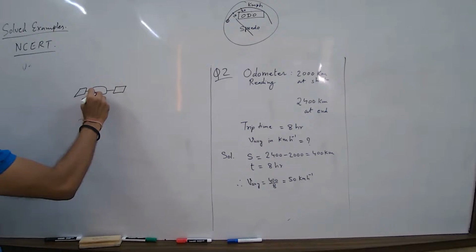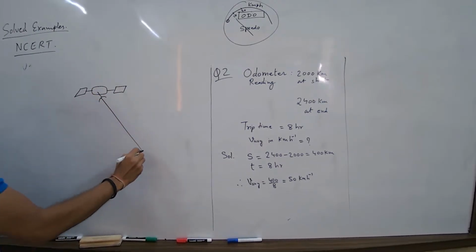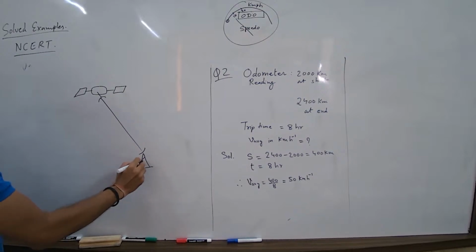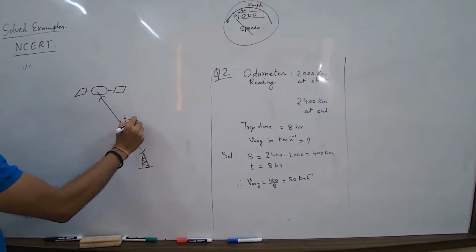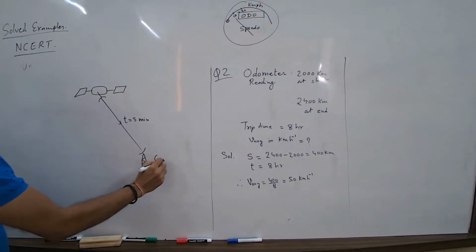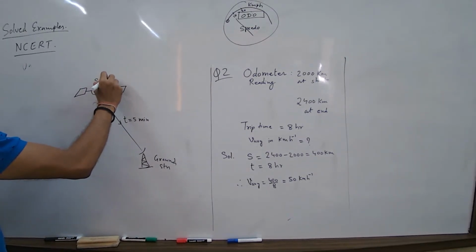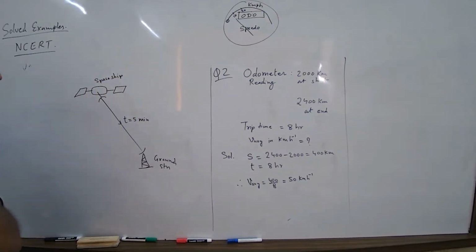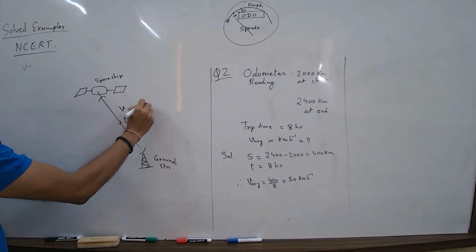Okay, and it is sending a signal to a ground station. Okay, so it takes 5 minutes. Right, this is the ground station. The spaceship is looking more like a satellite, so just excuse that. Okay. And at what speed is it sending the signal? 3 into 10 raised to 8 meter per second.